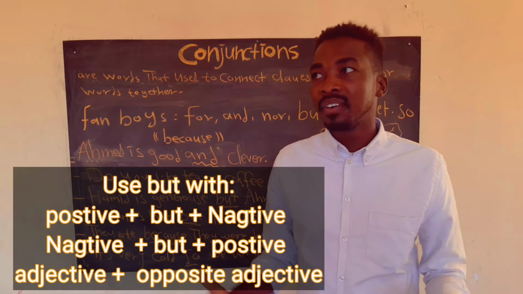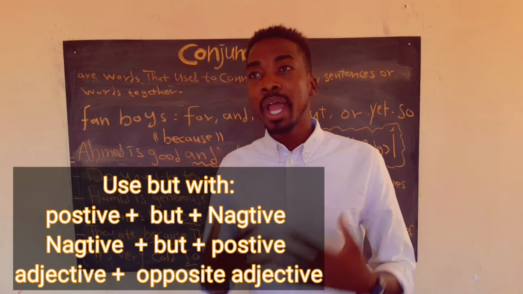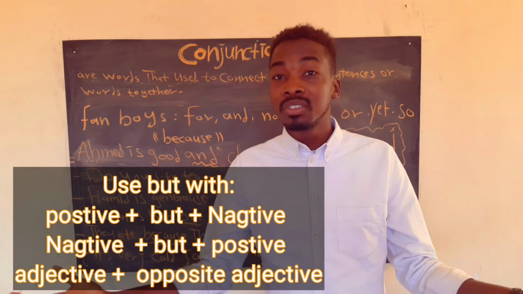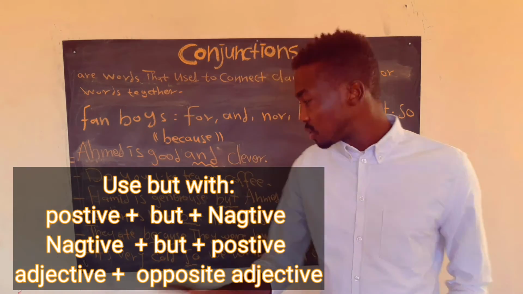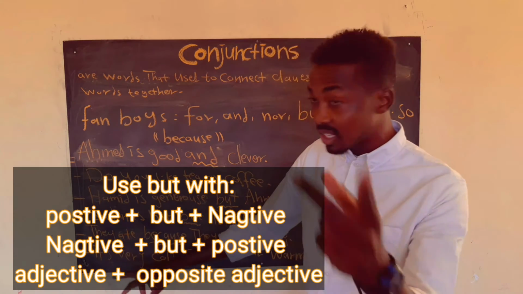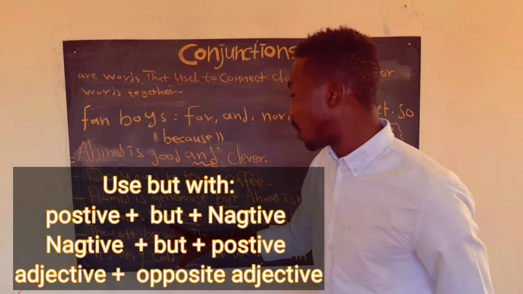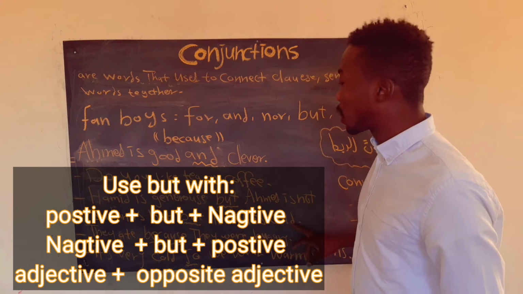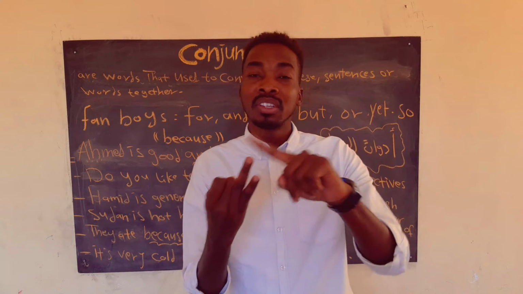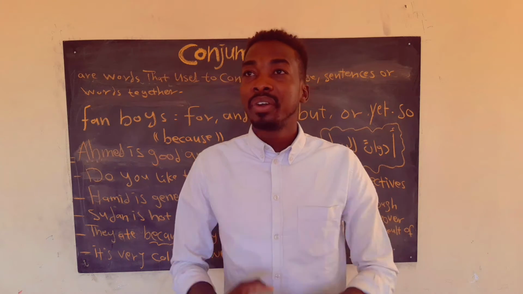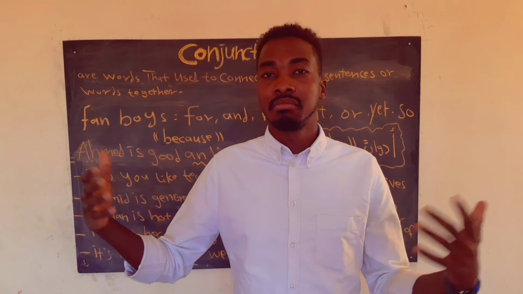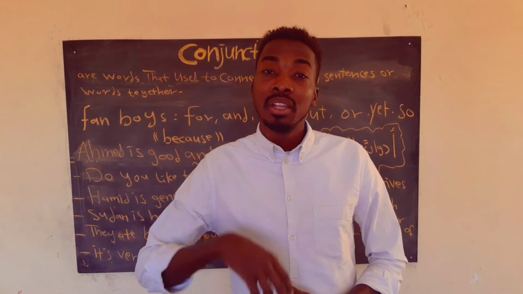The first one is negative and the second is positive. I am generous, but Muhammad is not. Muhammad is generous, but I am not generous. Also, we use but to show the opposite of adjectives. Let me give you this example: Sudan is hot, but Britain is cold. We have hot and cold here. The opposite of hot is cold. So here we show the opposite of an adjective.